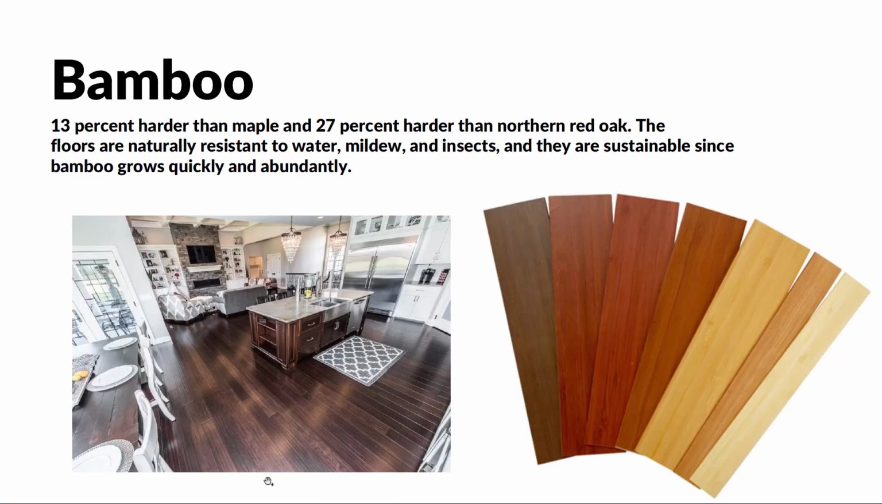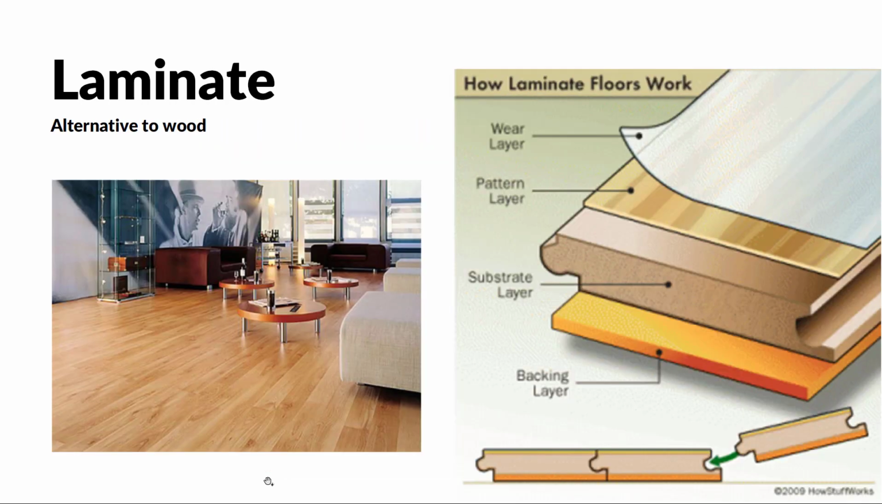We can also have bamboo. So bamboo is quite hard. It's 13% harder than maple, 27% harder than northern red oak. They're also naturally resistant to water, mildew, and insects, and it's a really sustainable flooring, because bamboo grows so quickly and abundantly. So bamboo's a really wonderful choice. And it's really just kind of getting people to want to make that switch, because we have ideas of those wood tones that we like and want to use.